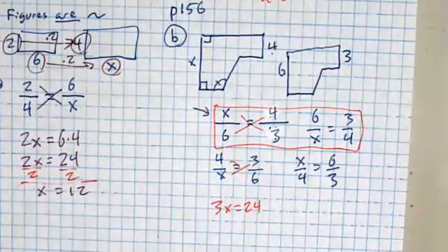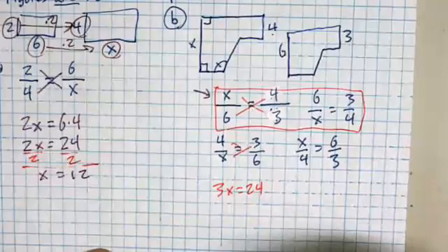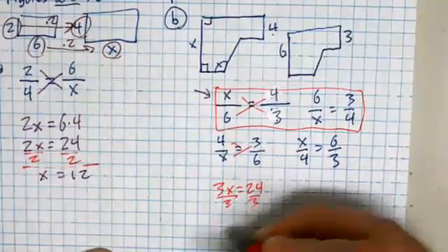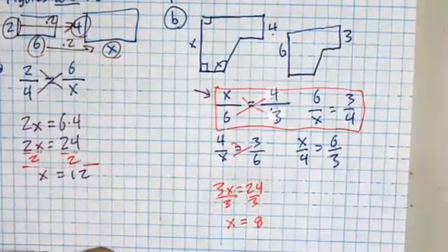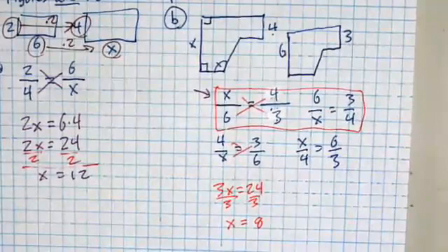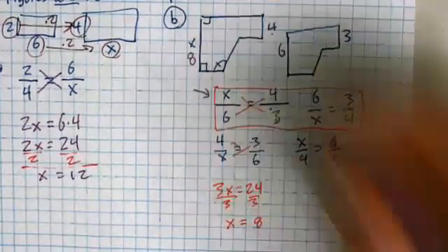All right, so no matter what we do, we're going to get 3x equals 24. Let's do our last step here. Divide by 3 on both sides. We'll get x equals 8. All right, any questions on B?